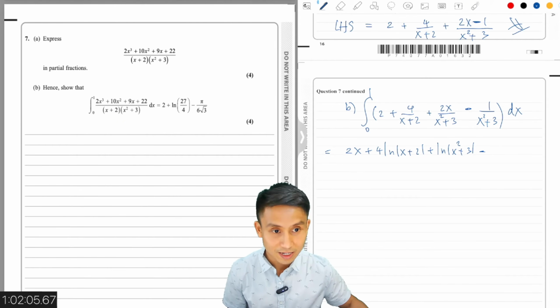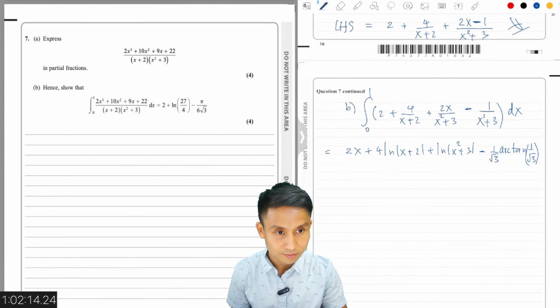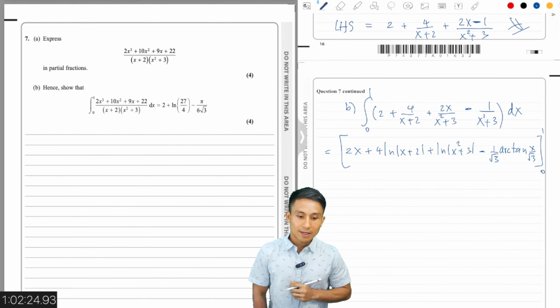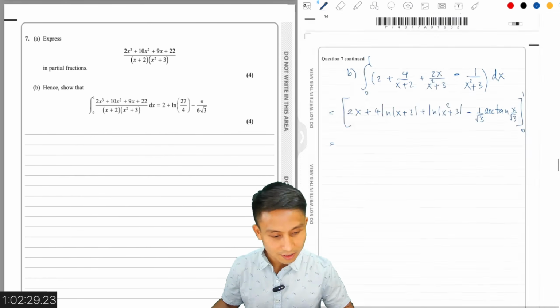A being root 3 again. So we're going to have 1 over root 3 arctan 1 over root 3, right? No, x over root 3, sorry. So 0 to 1. Okay, we should be good. Now let's put the bounds in quickly, guys.